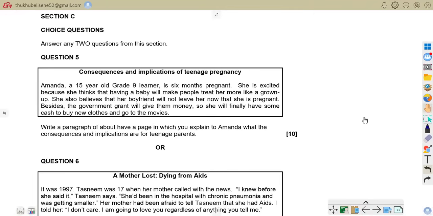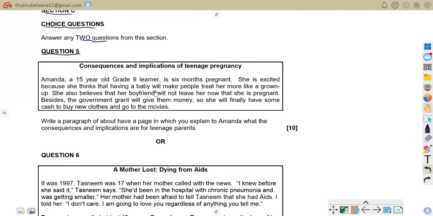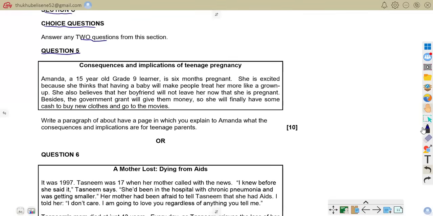So here we are on our section C. Section C, choice questions. Answer any 2 questions from this section, but we can attend to all of them, so that we are fully prepared. So question 5, consequences and implications of teenage pregnancy.